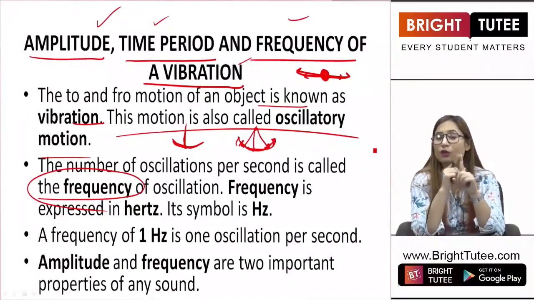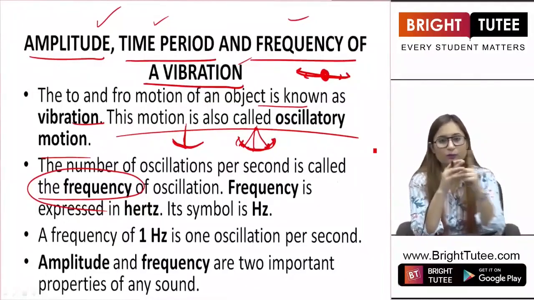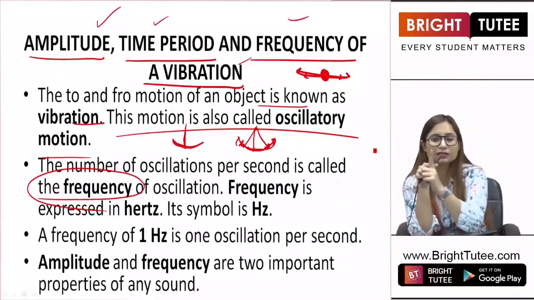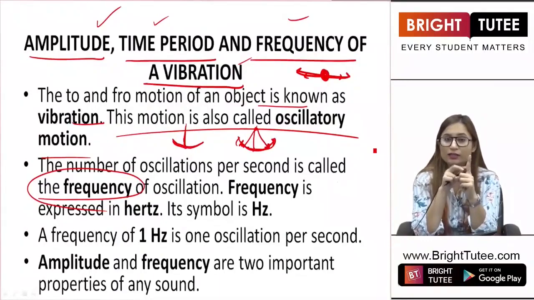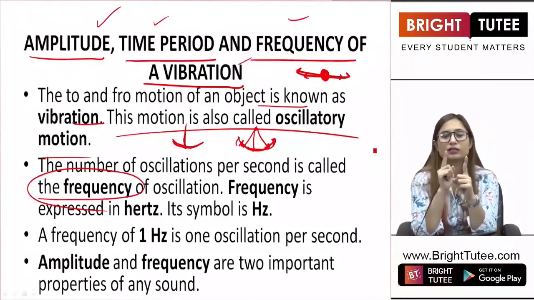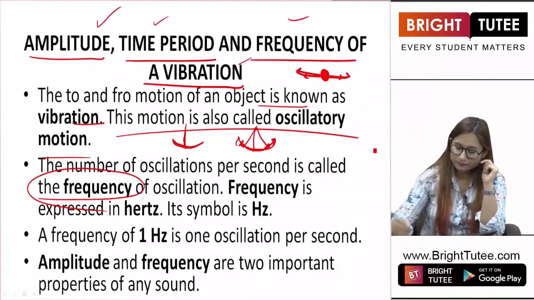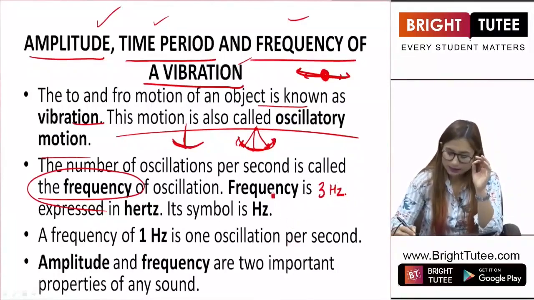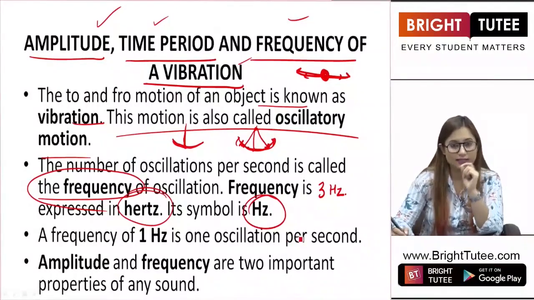So what is the number of oscillations? The number of oscillations made is 2, because 1 and 1 counts for 1 oscillation, right? This body moved in this direction, then it moved in this direction, then it came back to the mean position, which is its center point. This is 1 oscillation. Now if this body travels 3 times in 1 second, then its frequency will be 3 hertz. We represent the frequency in hertz and its symbol is Hz, right?